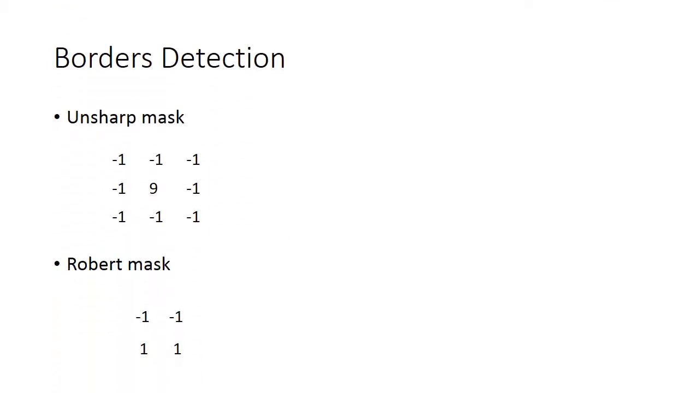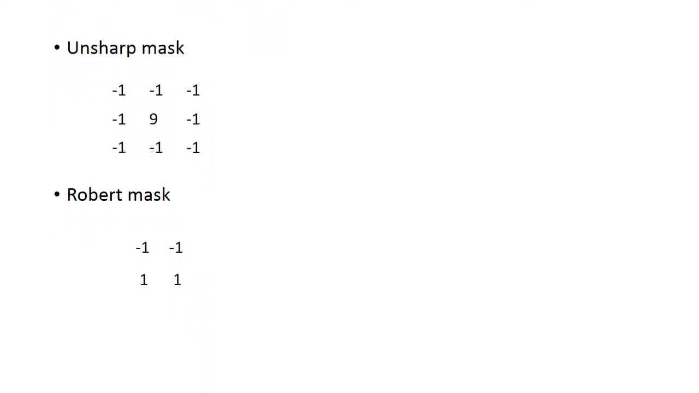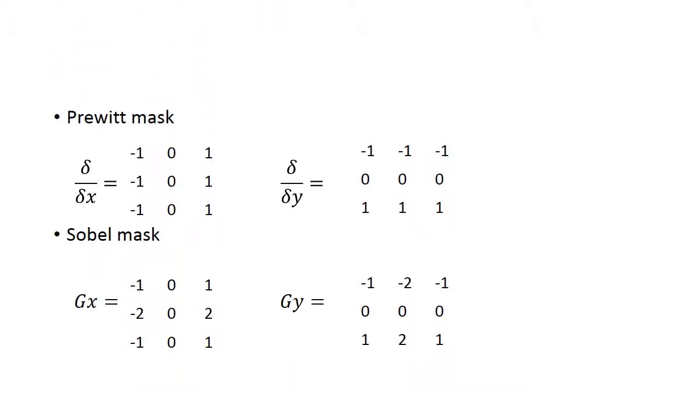For the borders detection, we have the unsharp mask. This mask softens the image and then it is removed only to leave the borders. Then the Roberts mask, where there are regions of constant image intensity where the mask results are zero. The Prewitt mask, that has some directionality, and the Sobel mask, although it detects borders, it can soften the image too.